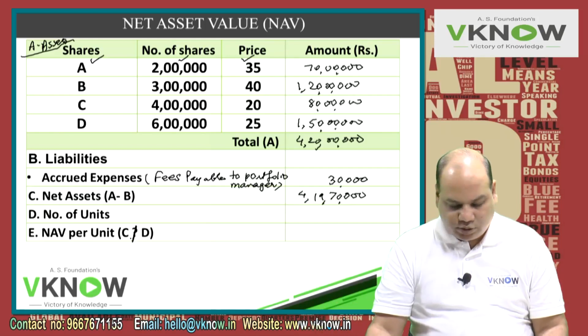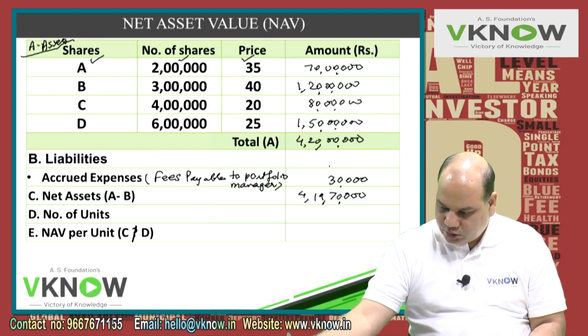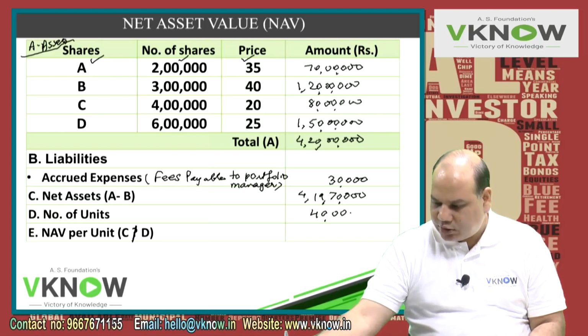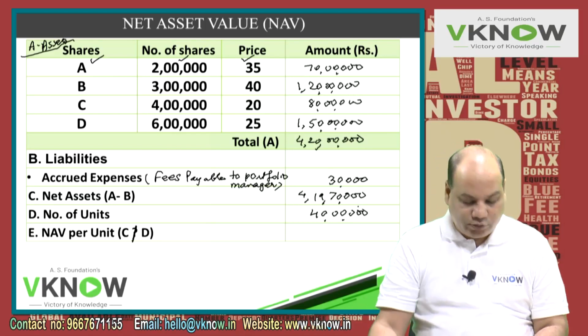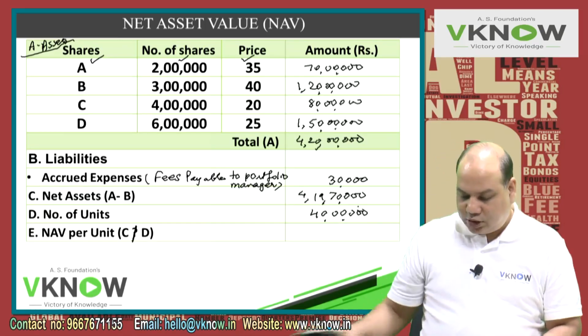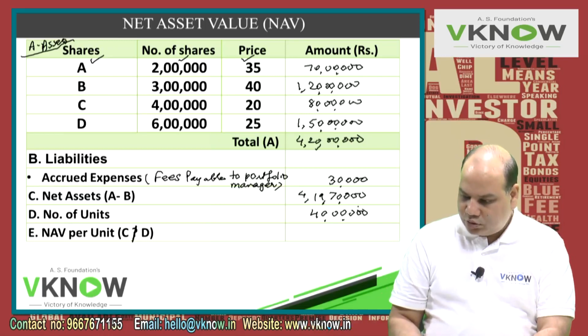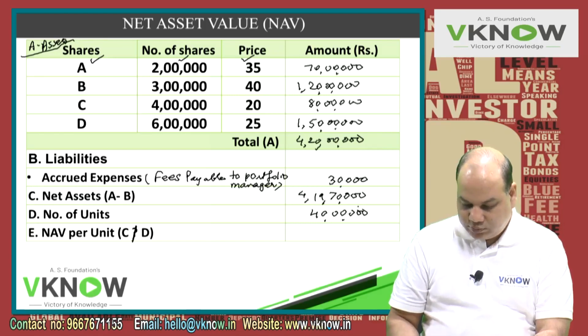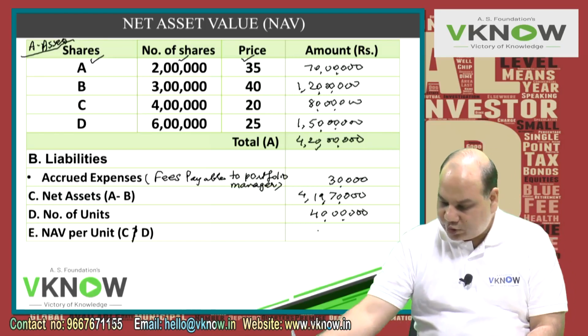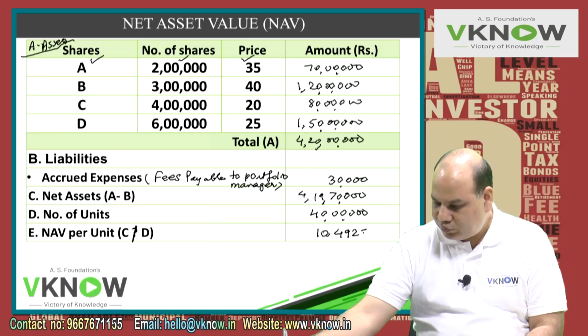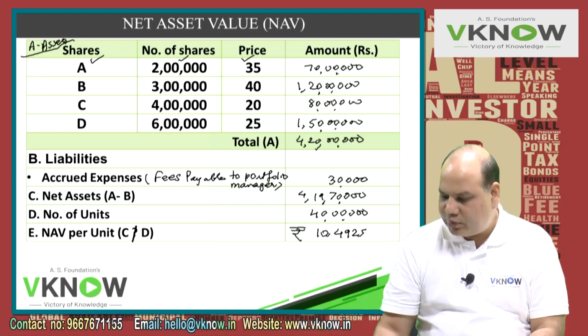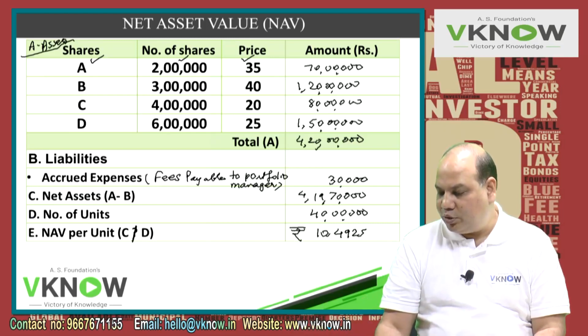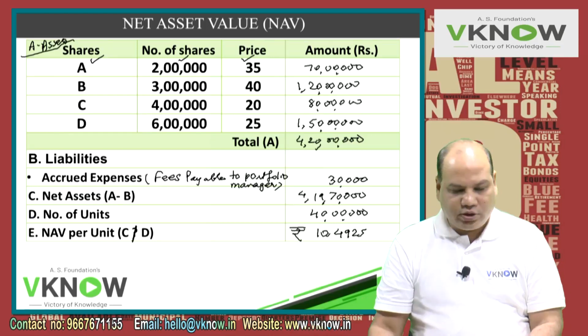Point number D, write down number of units. Number of units is 40 lakh. So now you take your calculator, 4 crore 19 lakh 70,000 divide by 40 lakhs. So that is 10.4925 rupees. C by D. 10.4925. So that was another simple question.